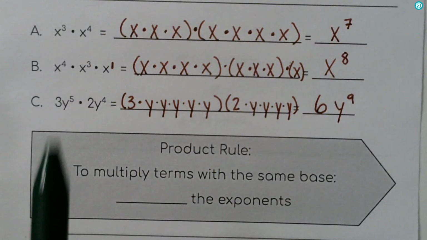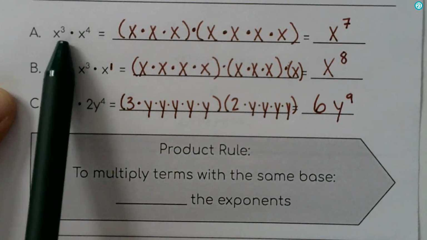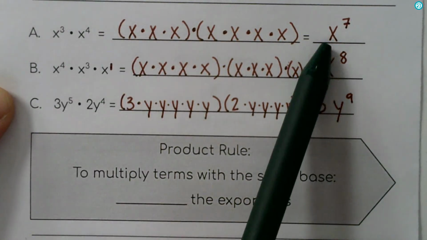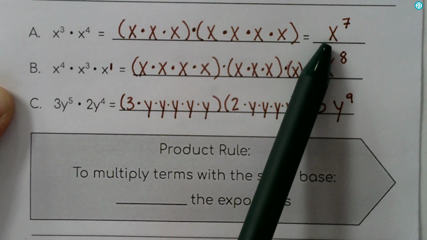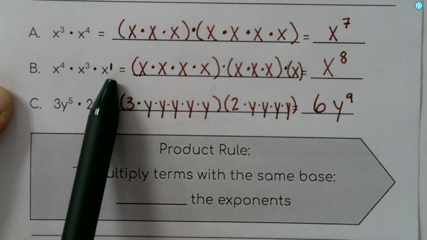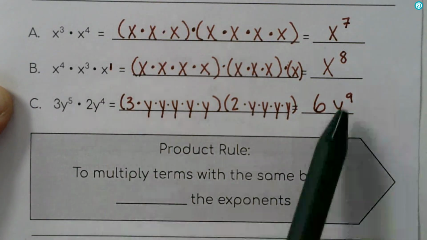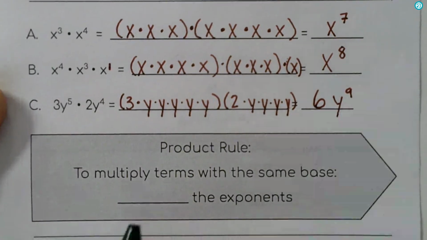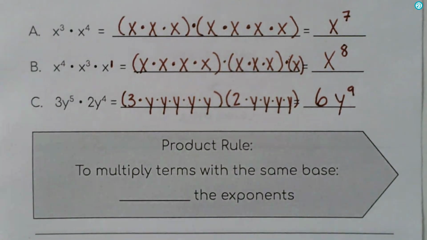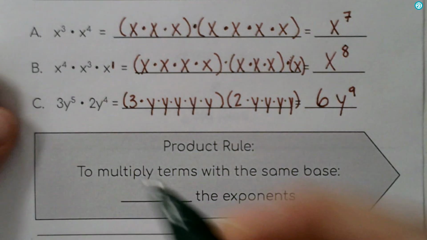Hey, how did this 3 and 4 become 7? Add it. 4 plus 3 plus 1 is 8. 5 plus 4 is 9. So, this is called the product rule of exponents. To multiply terms with the same base, you can just add the exponents.